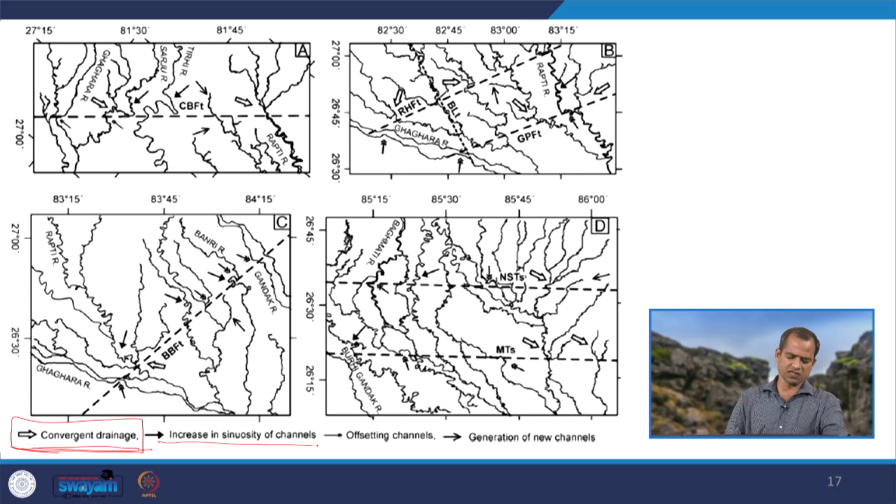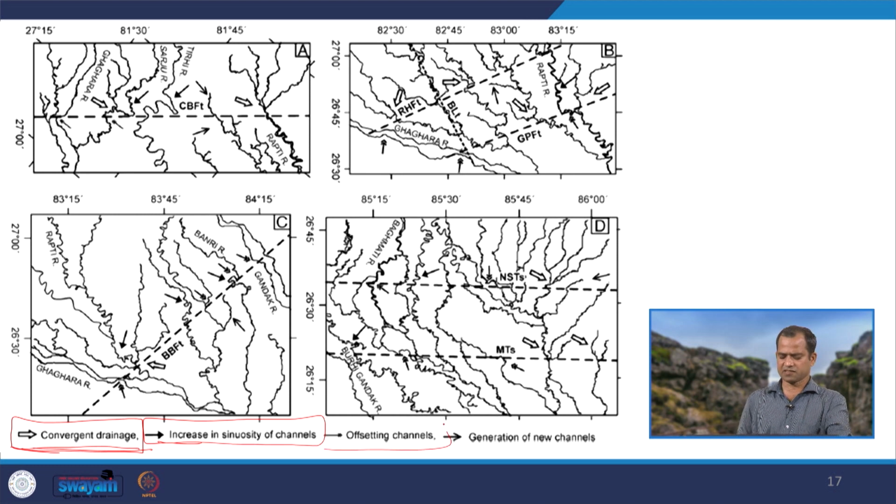There are some specific cases and specific points where this convergence of streams is an indicator of fault. Similarly, an increase in sinuosity of the channel. This channel sinuosity is increasing, and across the fault there will be a drastic change in the sinuosity, and that can be used as an indicator of fault.